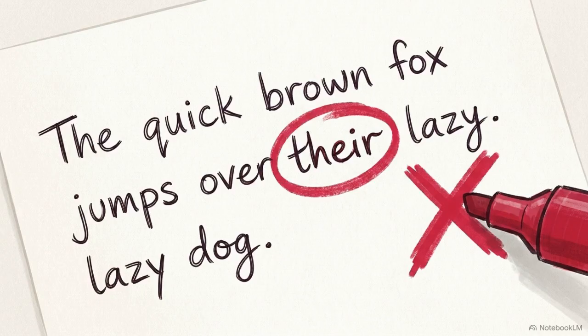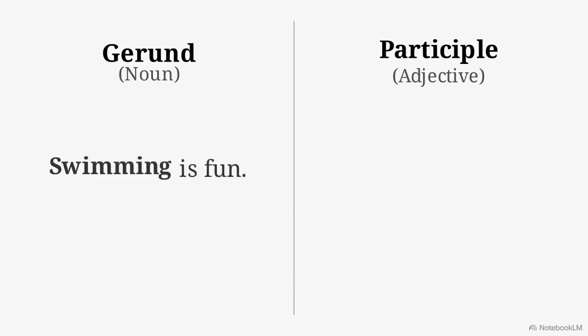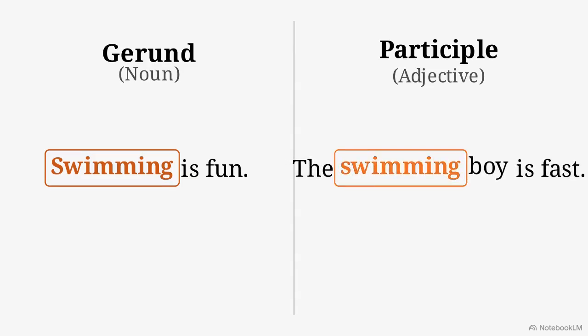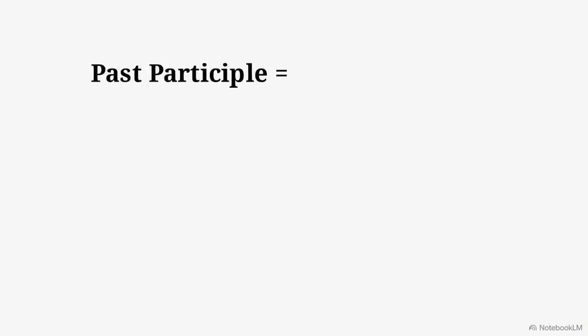There is a common failure point in this step. You have to avoid confusing a present participle with a gerund because they both end in ing. This split screen shows the difference. On the left, swimming is a gerund because it acts as the subject noun of the sentence. On the right, swimming acts as a participle because it is a descriptive adjective directly modifying the boy. If your ing word isn't actively modifying a nearby noun, it is not functioning as a participle upgrade.